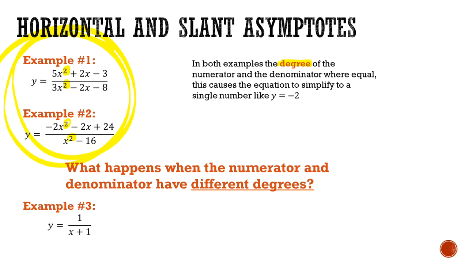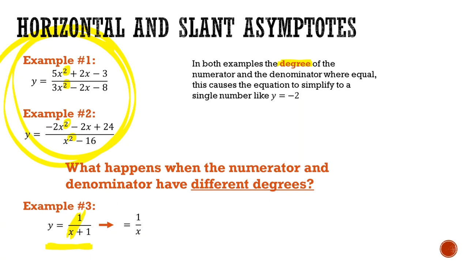Our third example here was y equals 1 over x plus 1. Again, we want to look at our leading coefficient, so this is going to simplify to 1 over x. And when we simplify it to 1 over x, that's not going to be our asymptote yet, because we want to know what's happening here.